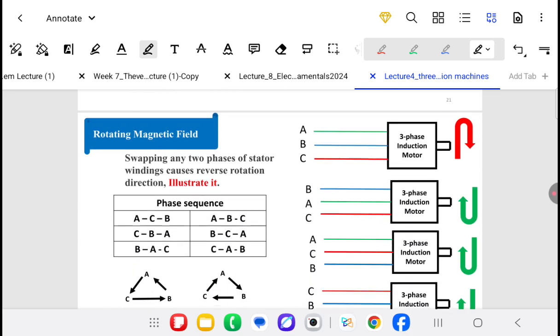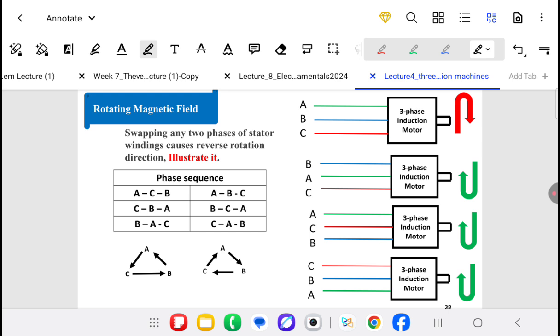What will happen if we swap any two phases of a stator winding? This will cause the direction of rotation to be reversed. We have phase sequence A, B, C. This is the same as B, C, A. We begin by B, then C, then A. The same as C, A, B.